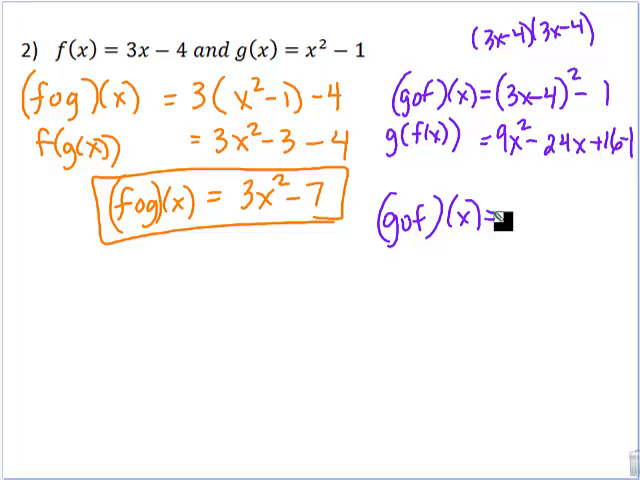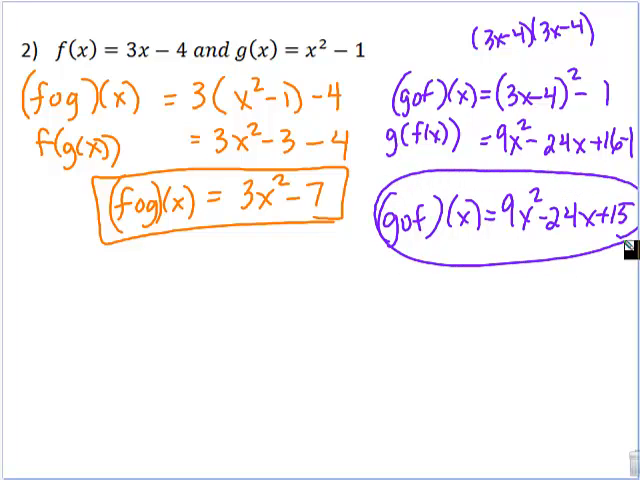So, get your like terms together, and what will we have for our final answer here? Plus 15, yep. So 9x squared minus 24x plus 15. Are those okay? So it's just a matter of replacing one function for your x's in the other. You just have to keep it straight as to which one.